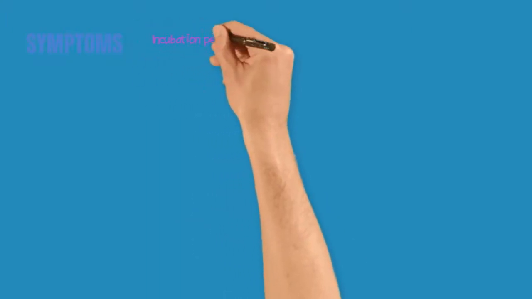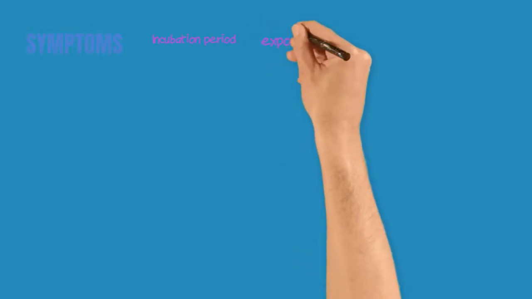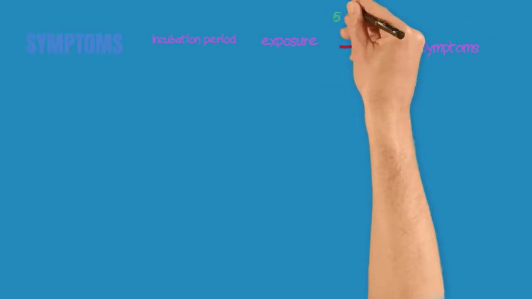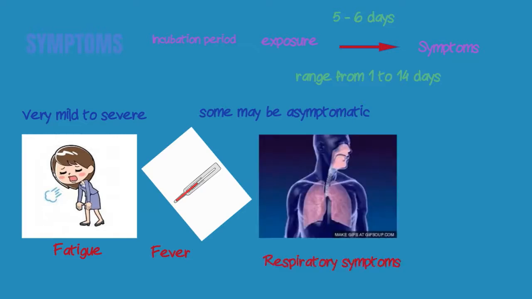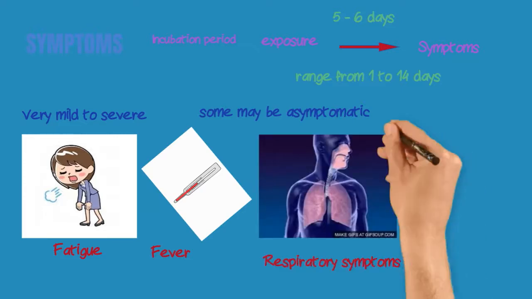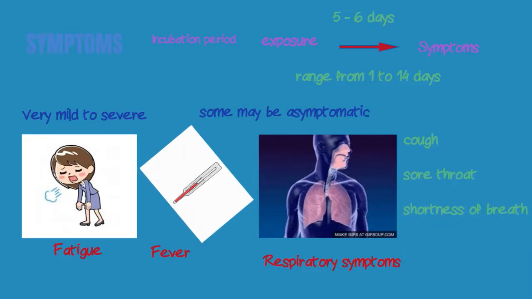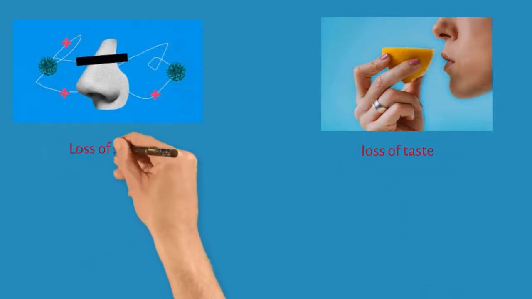It is the time when the person gets exposed to the virus and develops some symptoms. The average is 5 to 6 days, or it can range from 1 to 14 days. The symptoms can be very mild to severe, or some may not have symptoms at all. The common symptoms are fatigue, fever, or respiratory symptoms such as cough, sore throat, or shortness of breath. Some people report the loss of taste and smell and skin rash.